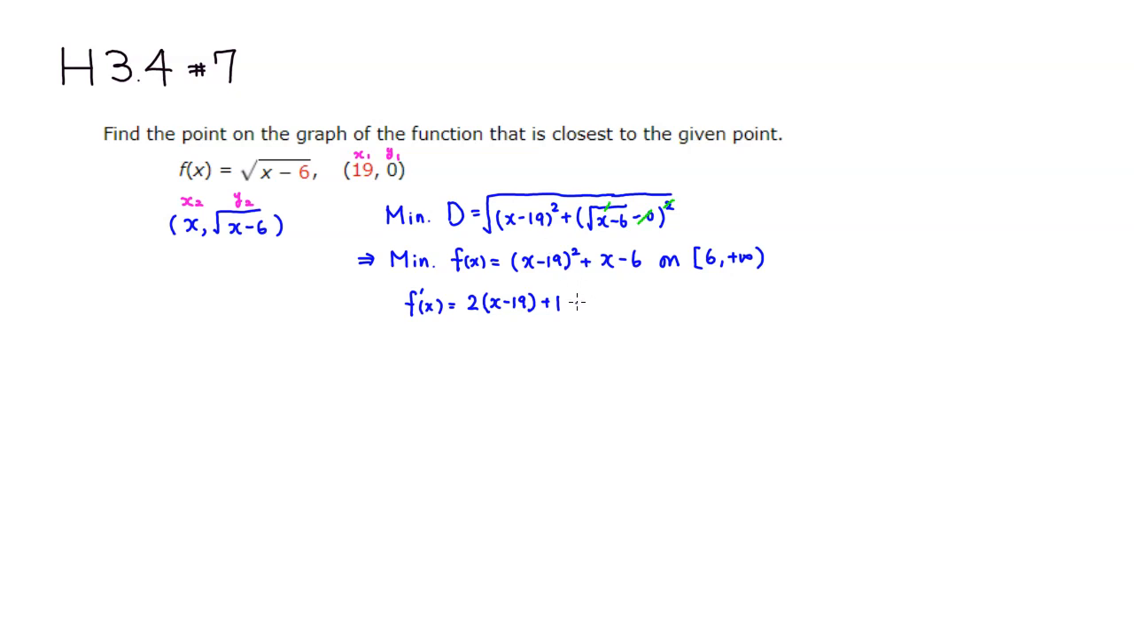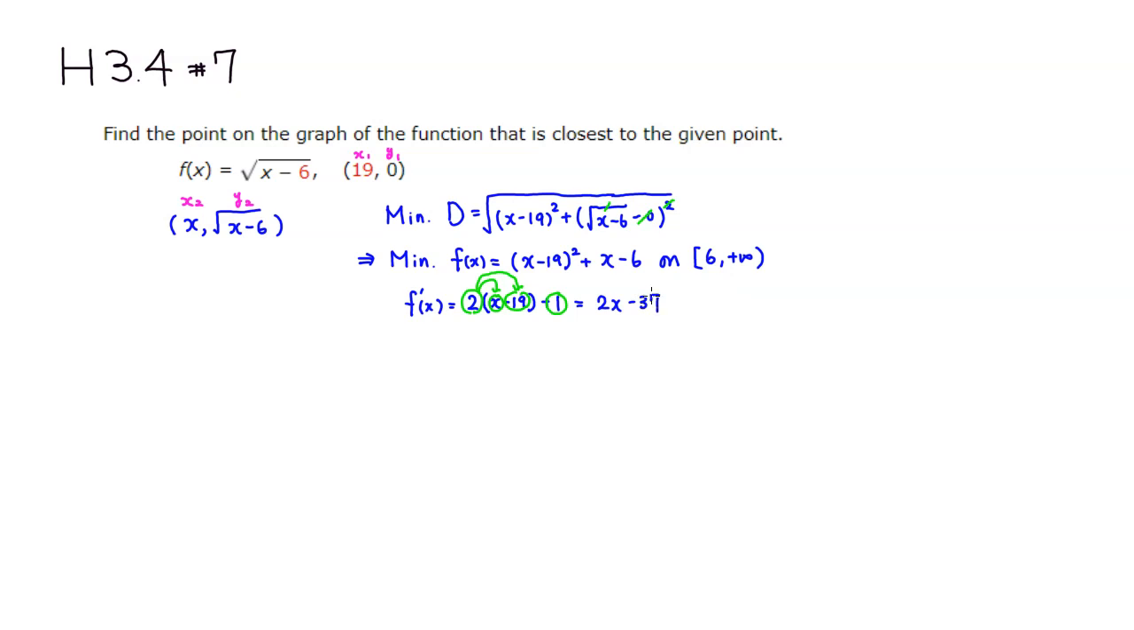So we can clean this up a little bit. I'm going to distribute 2 to x, and we get 2x. Then I'm going to distribute 2 to negative 19, so we get negative 38. I'm going to go ahead and combine it: negative 38 plus 1 is going to be negative 37.